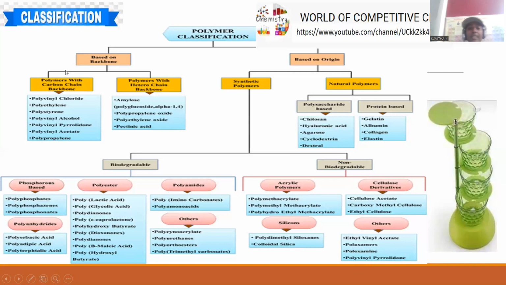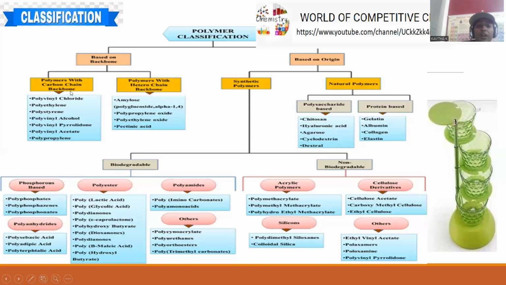Now let us go with another type of classification. Till now we discussed one branch of polymeric classification, that is based on origin, whether they are natural or artificially made in the laboratory. Based on this, two kinds will be there: one is natural, the second is synthetic. Now we are discussing classification purely based on whether the backbone is composed of carbon or of something other than carbon.